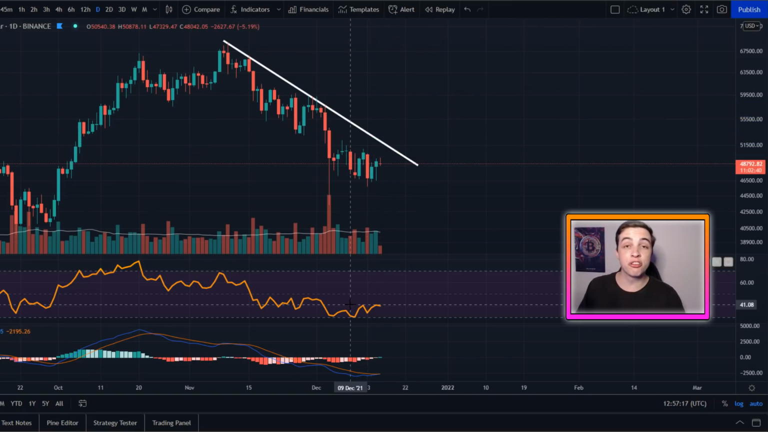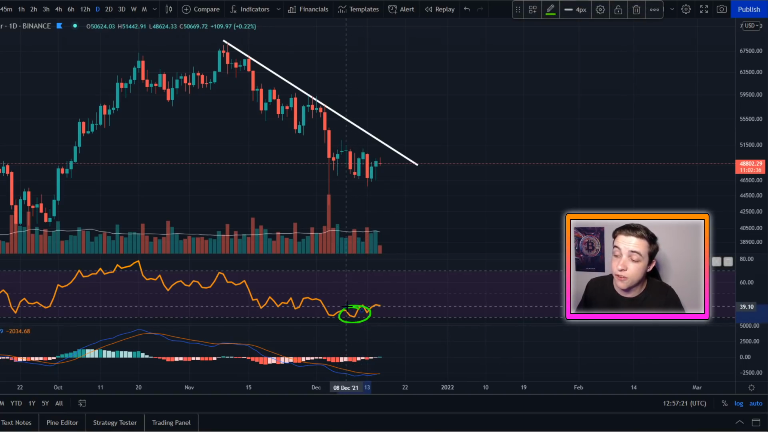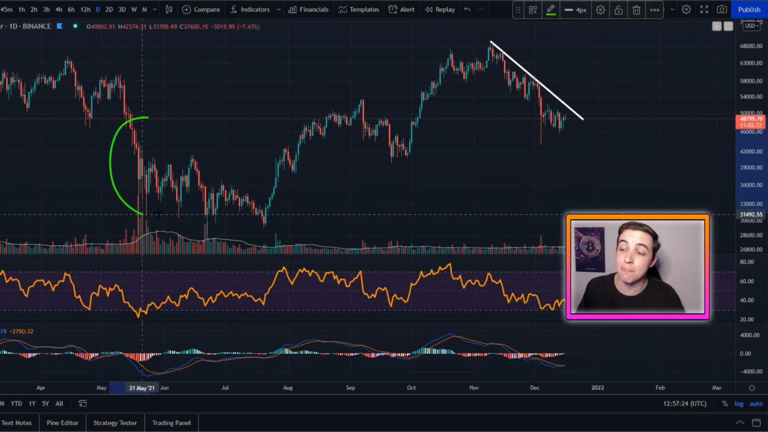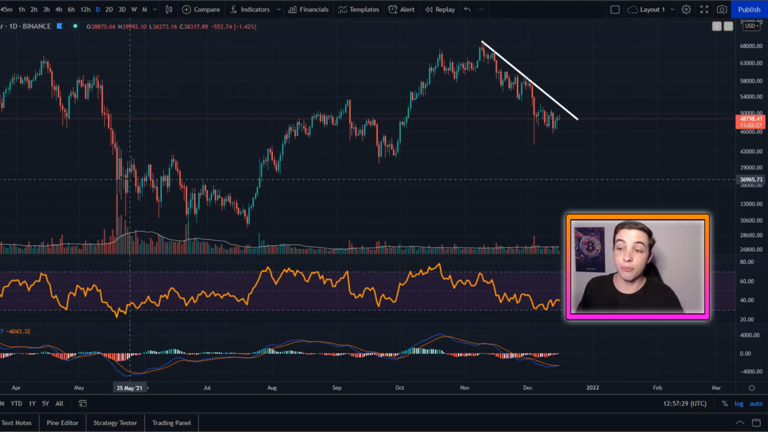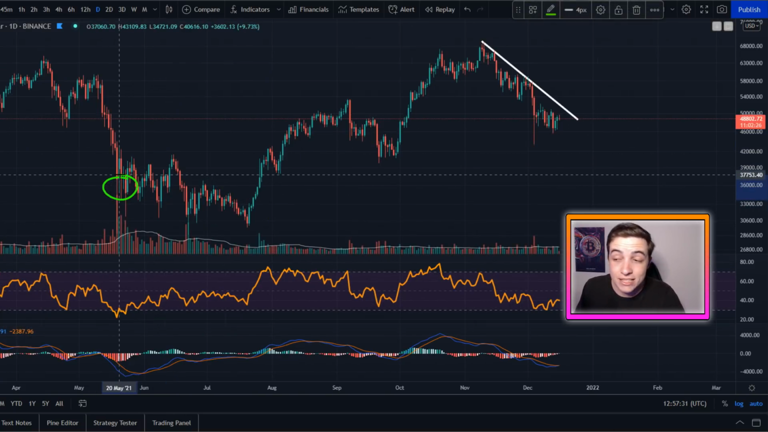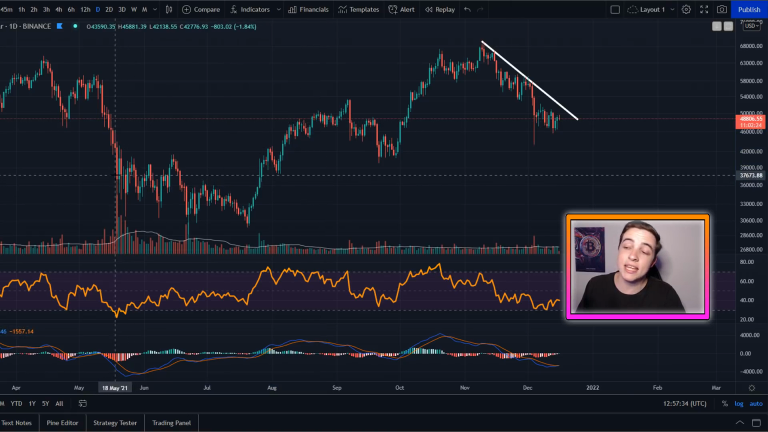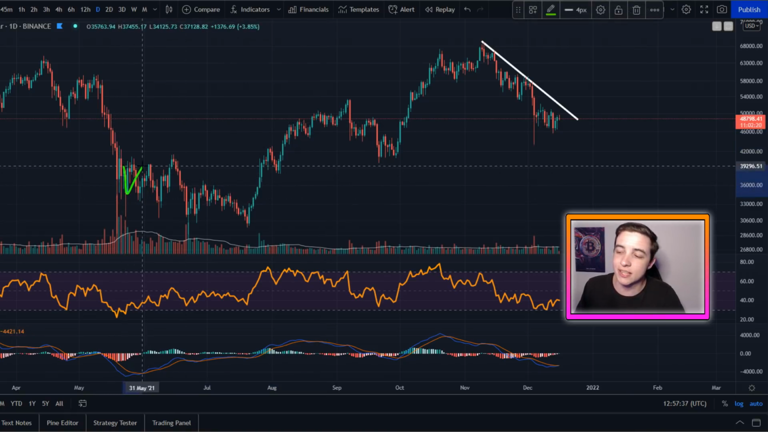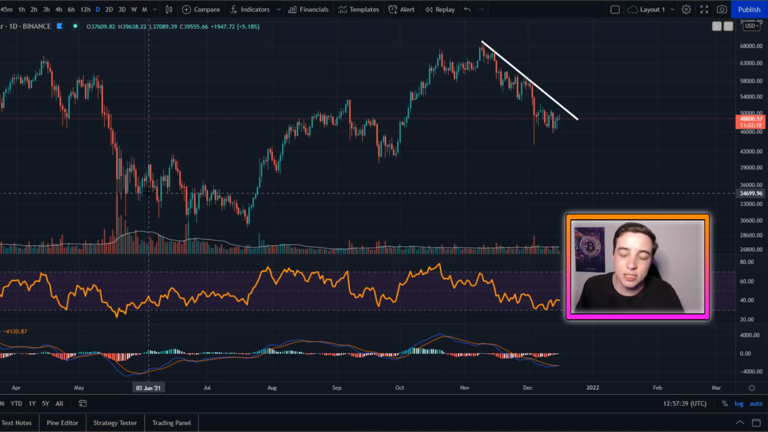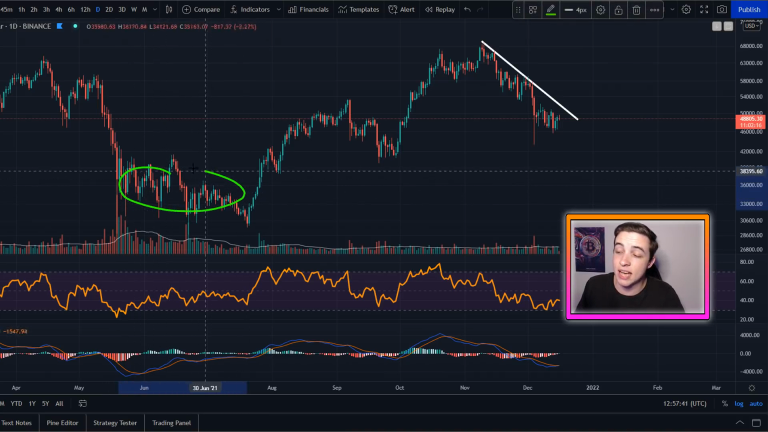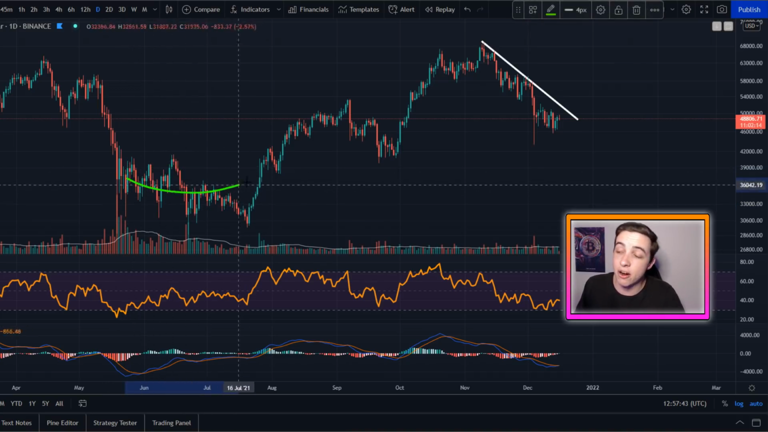Not to mention that the daily RSI just last week entered into oversold territory for the first time since the crash that we saw back in May, so around half a year ago. And when that happened back then, that was an amazing buying opportunity for the longer term. In the immediate short term, yes, we still experienced a little bit more bearish price action, but generally speaking, if you're dollar cost averaging into the market at that time period, you did very well in the coming months.